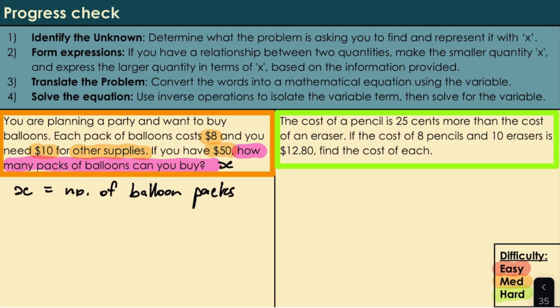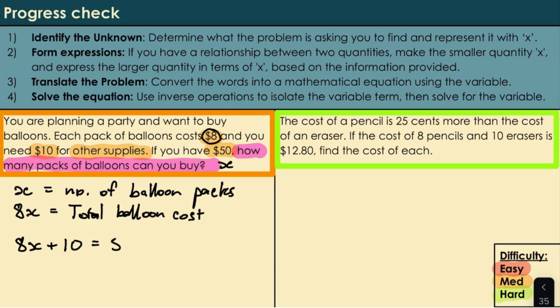Step number 2, form expressions. The price multiplied by the number of balloon packs is the total balloon cost. Now we need to do step 3, form a mathematical equation. So we have 2 costs. We have the total balloon cost and we have the $10 cost for other supplies. Those two costs sum together to the total amount of money I have. Now we need to solve our equation.